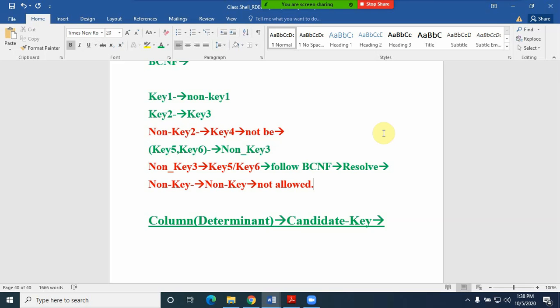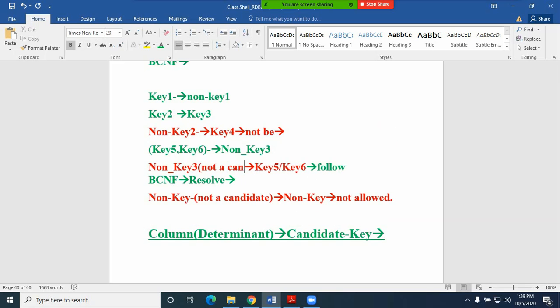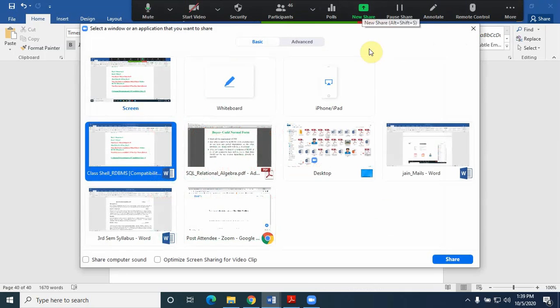And if you are referencing this non-key, it is not a candidate key. Here also this is not a candidate key. Now I am just referring to the example so that you can understand this BCNF clearly.